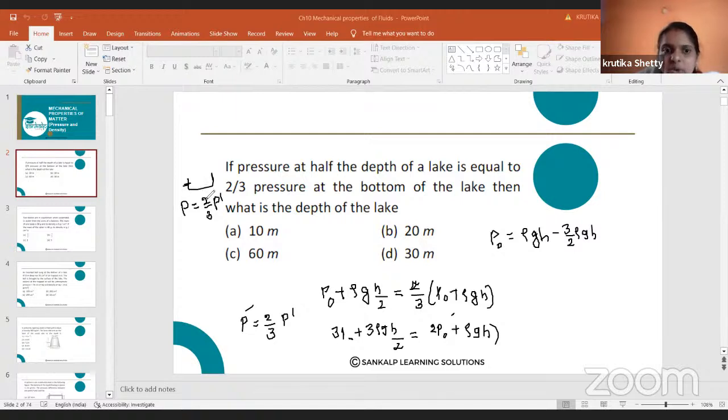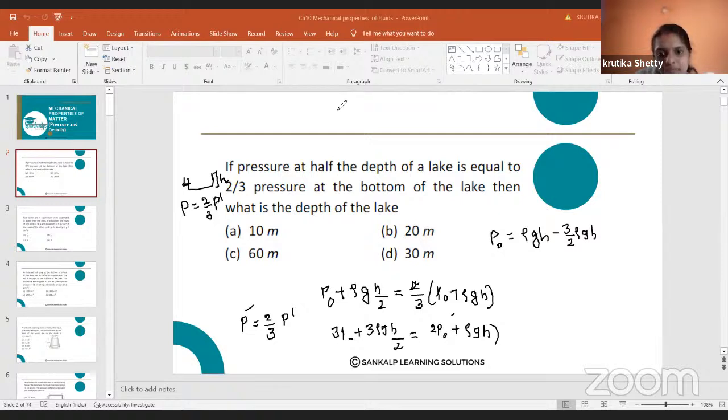So at the bottom, 2/3 of that pressure is there at half of the liquid. Is this understood? What are they asking? They are asking the height of the entire lake. So the given data I have written here, that is P is equal to 2/3 P dash. Next, at the half of the distance, what is the pressure? That is P naught plus rho g H by 2. We need to take the atmospheric pressure concept. I showed you the formula just now, right?